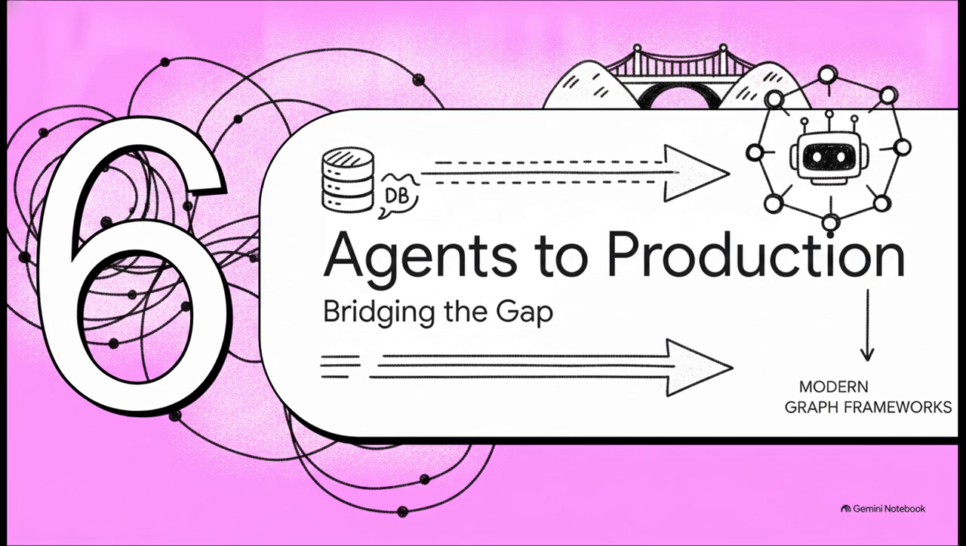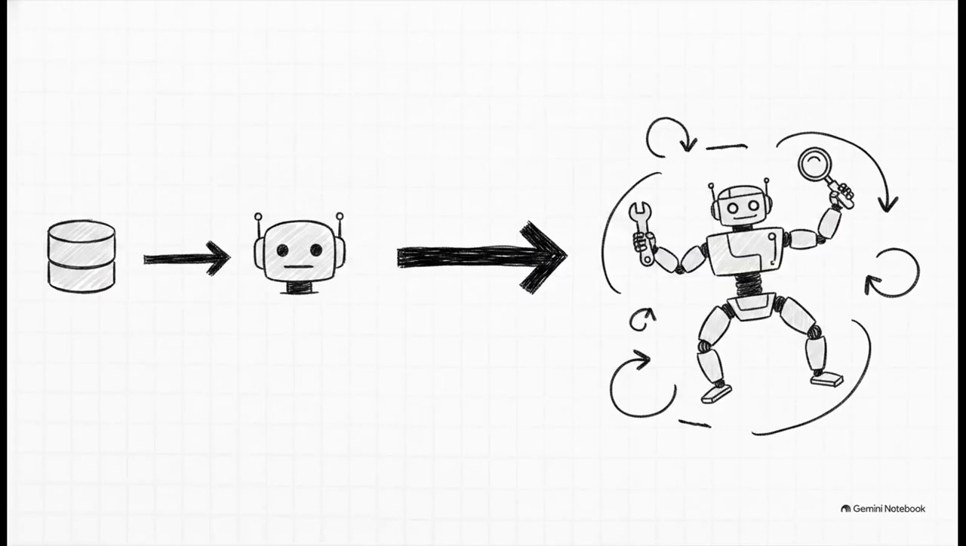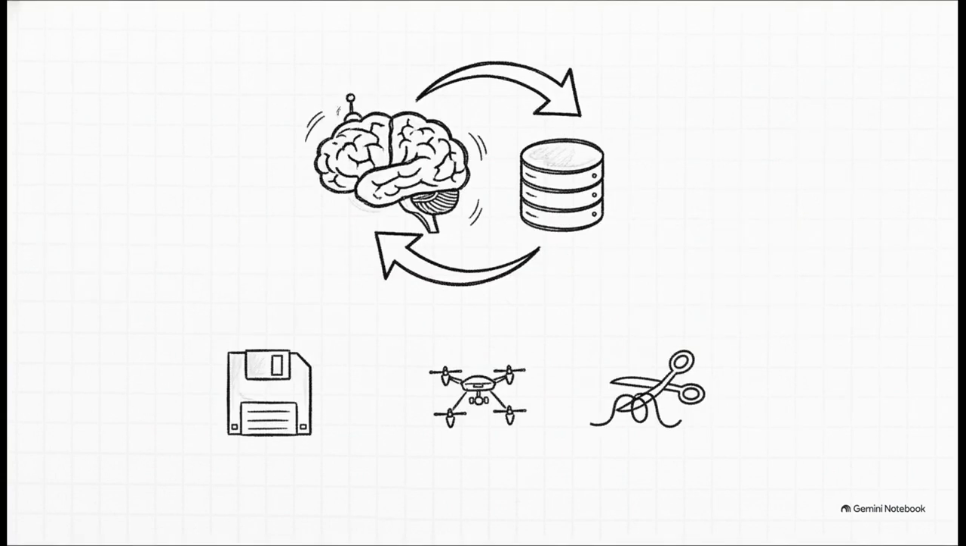Finally, Section 6, Moving Agents to Production. Now, the architectures we just explored are amazing for retrieval, but they are primarily single-shot read-only pipelines. To build a true production-grade agent, you need complex workflows. It needs the ability to actively call tools, run in continuous feedback loops, and use conditional edges to make logic decisions on the fly.